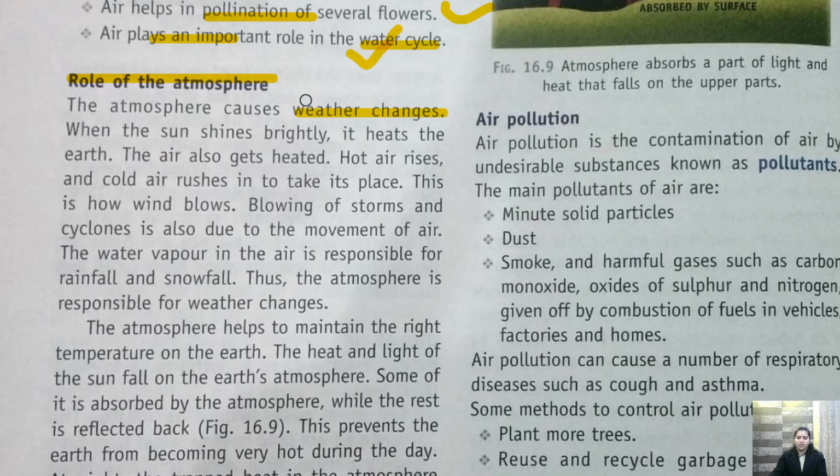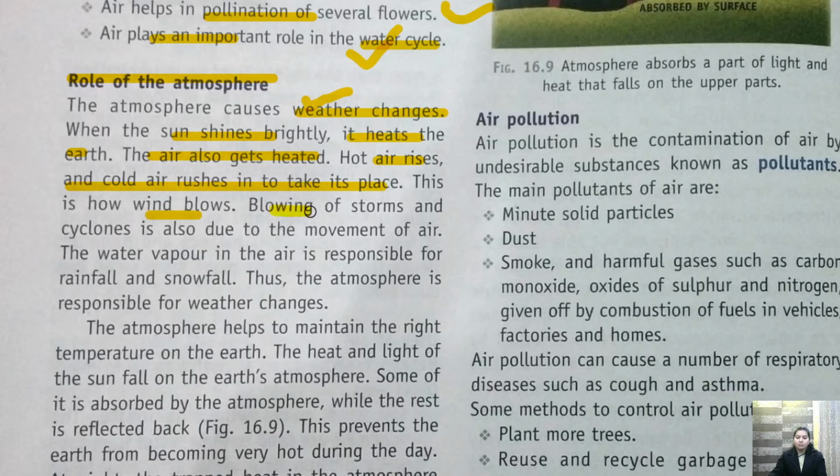First very important thing is the atmosphere causes weather change. So when the sun shines brightly, it heats the earth. Okay, the air also gets heated. Air garam ho jati hai. Hot air rises and cold air rushes to take its place. गर्म हवा आ जाएगी और ठंडी हवा चली जाएगी. This is how wind blows.